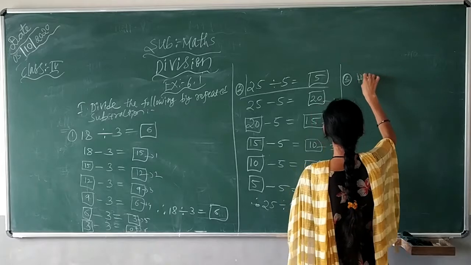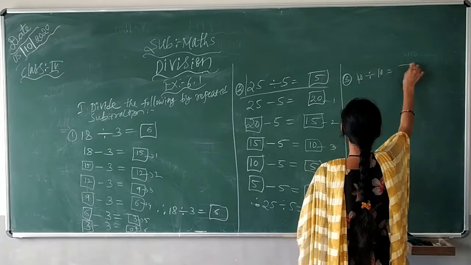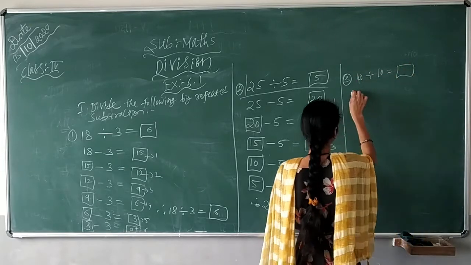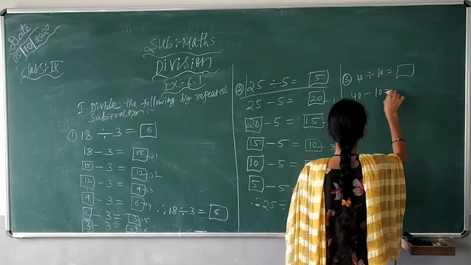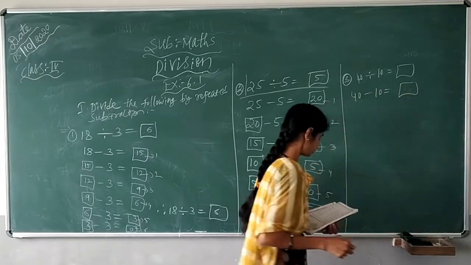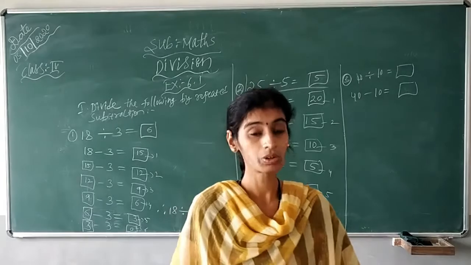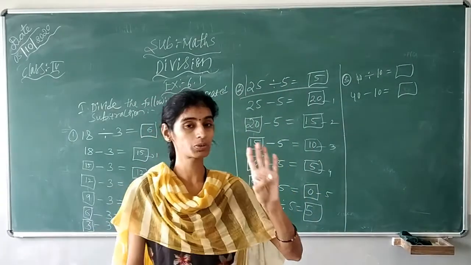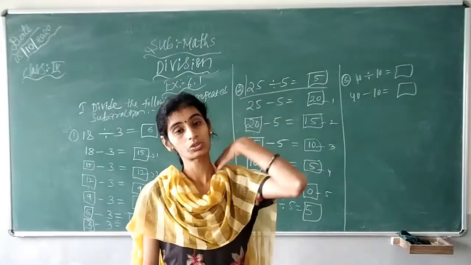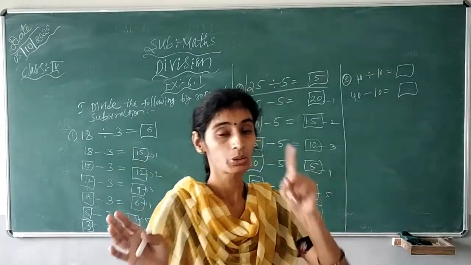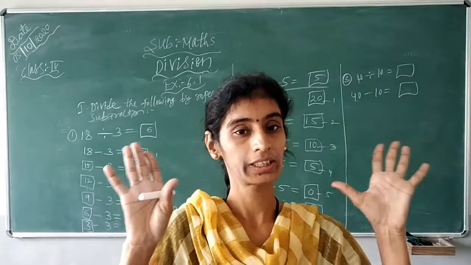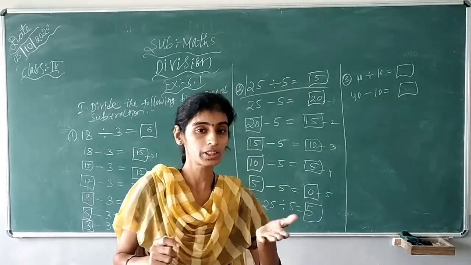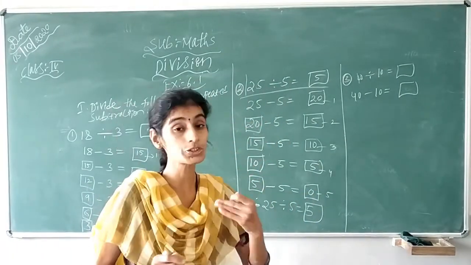What is 40 divided by 10 equals how much? So here 40 minus 10 books. The total books with you, how many are there? 40. For one day you have to read 10 books. So you have got 40 books, and for one day you have to read 10 books. Okay. In how many days are you going to complete those 40 books?